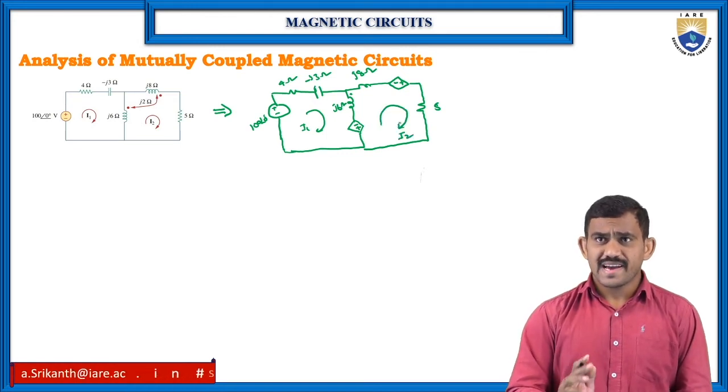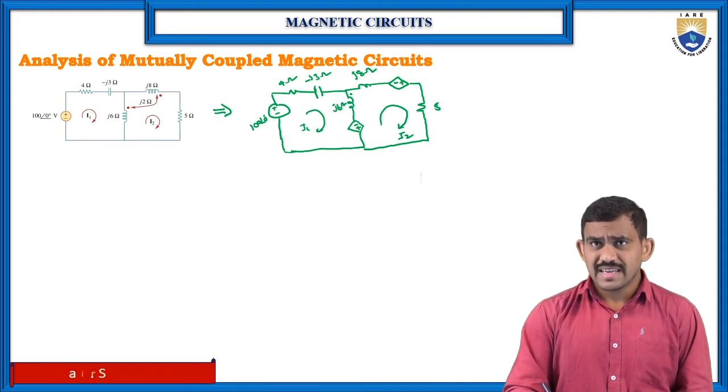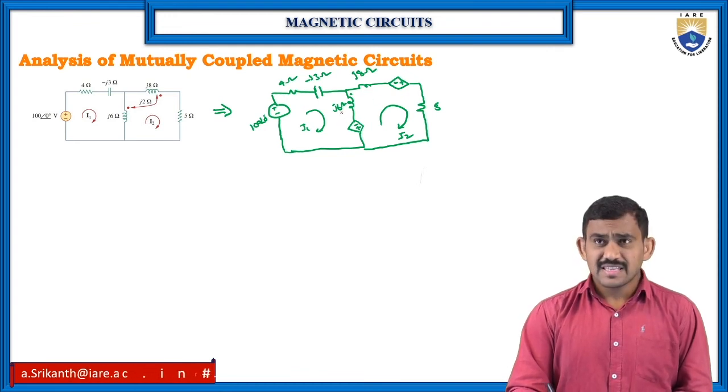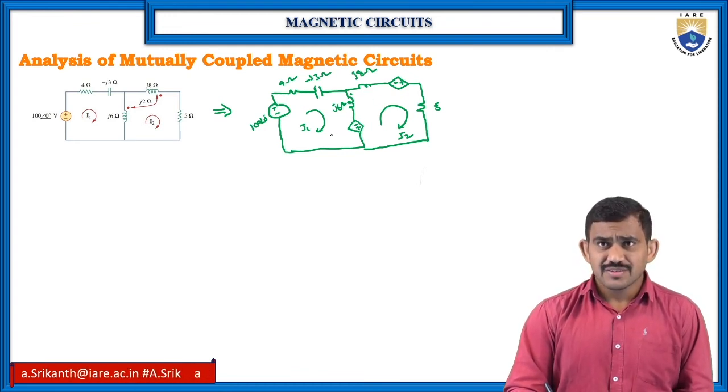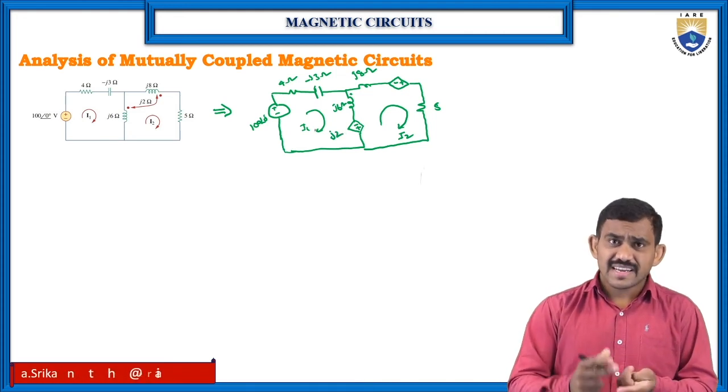Okay, loop 1, loop 2 I have. Now the values. So for this 6J mutually coupled with 8J, the mutual coupled value is J2 ohms. Then I need to write the I1 current or I2 current.